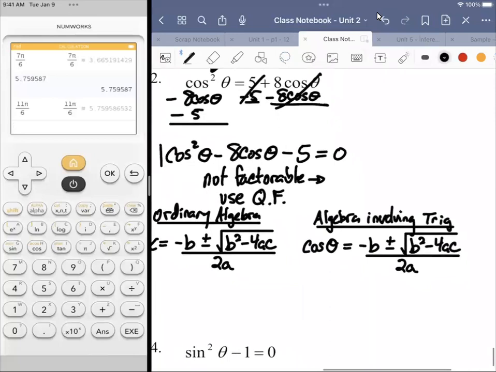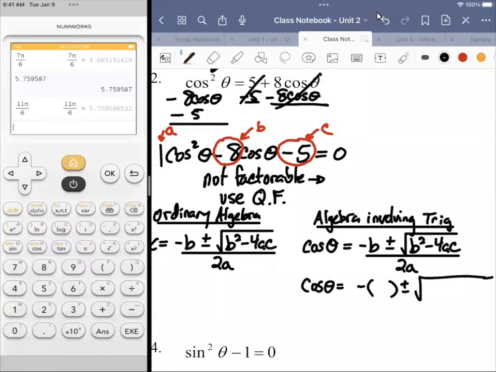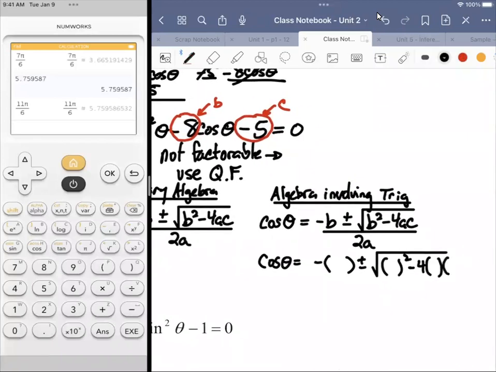All right. So coefficients 1, -8, and -5. The 1 is my A value. The -8 is my B value. And the -5 is my C value. So cosine of theta is equal to -(-8). I'll backfill with all the values in a minute, but I'll read it out as I go. Then plus or minus the square root of (-8) squared minus 4 times 1 times -5, all over 2 times 1.